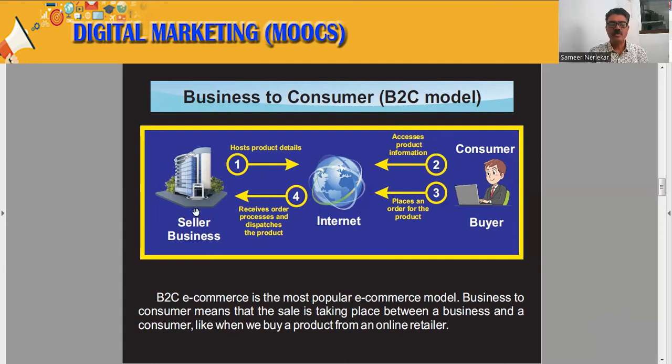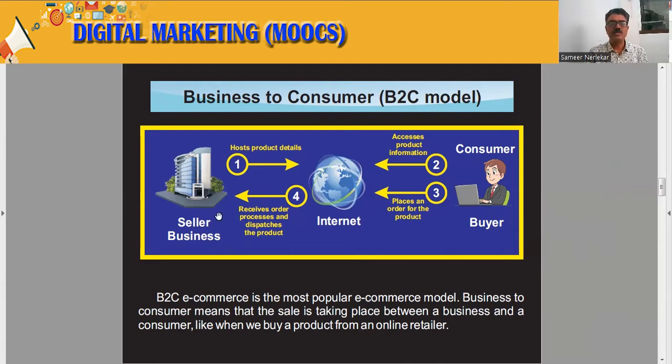So now in this figure, at one end, the seller party is a businessman and the buyer party is a consumer, a common man who wants to buy something from the business. Now what happens in this case? At the first stage, the seller businessman hosts the product details on the internet. Then at the second stage, the consumer accesses the product information, and at the third stage, the consumer places an order for the product on the internet.